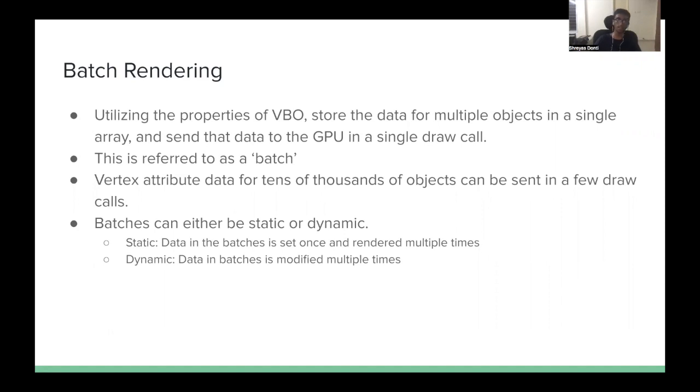Batches can be either static or dynamic, where static batches have data that is set only once and rendered multiple times, whereas dynamic batches have the data modified multiple times on the CPU, but is still sent to the GPU in a few draw calls.